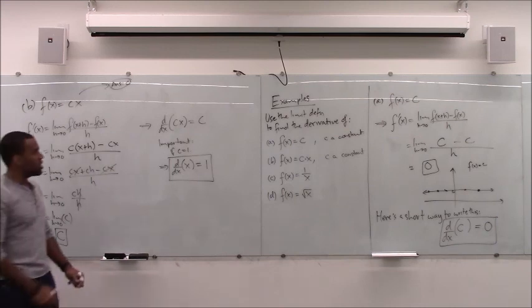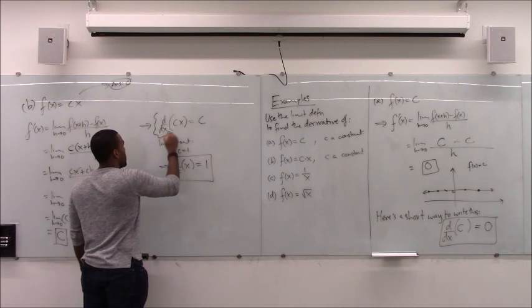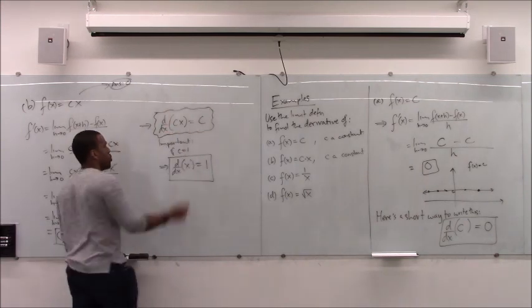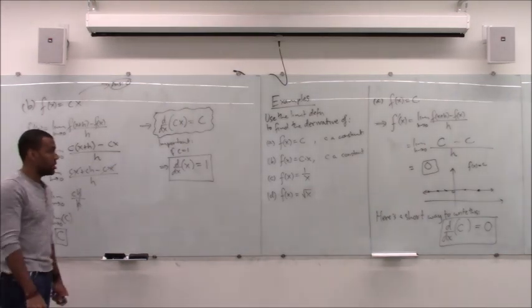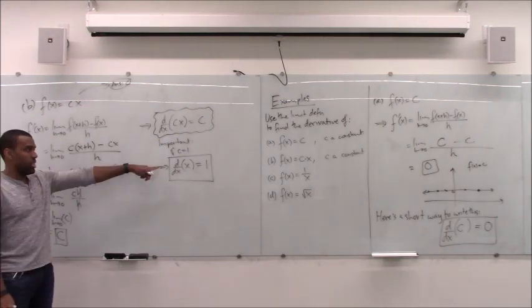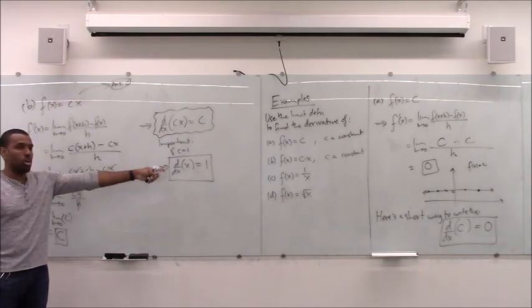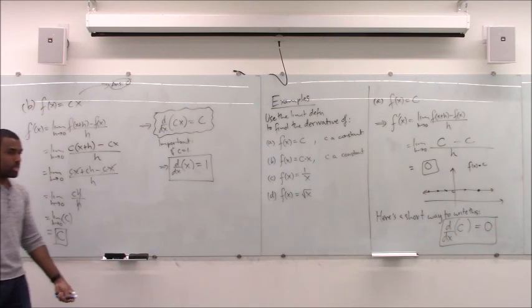A little bit more generally, the derivative of cx is going to be c. What's the derivative of 7x? 7. What's the derivative of 5x? 5. What's the derivative of pi x? Pi. Derivative of a constant times x is just a constant. And more specifically, derivative with respect to x of x is 1.